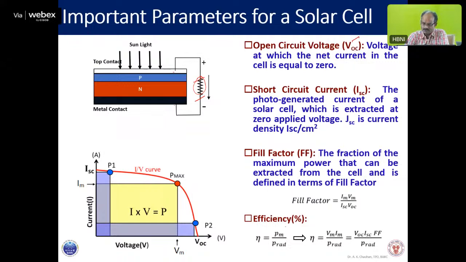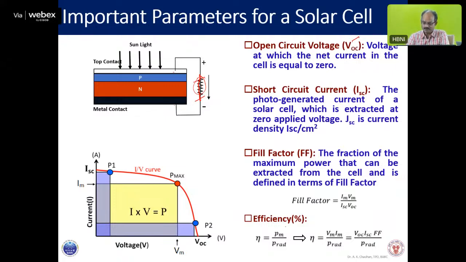Then next is the short circuit current. If you just remove the load and short this circuit, that will be the maximum current which can be drawn from the solar cell with that illumination. Illumination is constant in both cases. But at this time the voltage will be 0 because it is short circuited. So this maximum current is called the short circuit current.